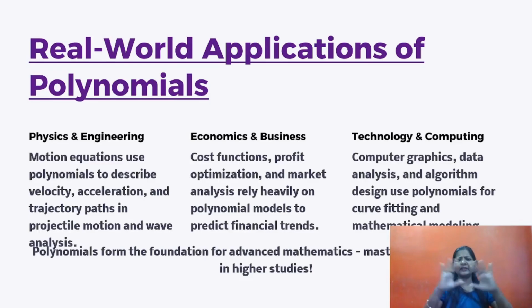Now we have read about various things about polynomials, right? We have discussed the conditions to be a polynomial and the different types based on terms and degree. Now what is the use of polynomials? Whenever you read any topic, you must be thinking about the real world applications where you can apply it. In physics and engineering, for motion equations, we use polynomials to describe velocity, acceleration and trajectory path in projectile motion and wave analysis. So this is one application.